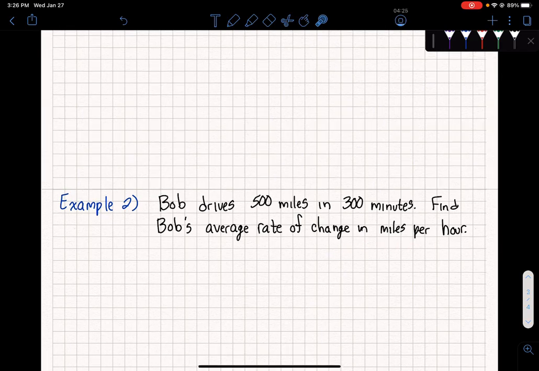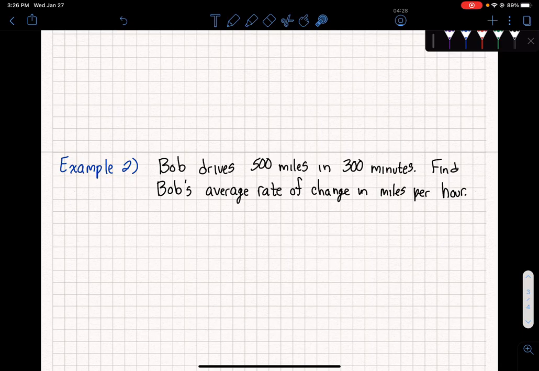The key information here, which I'm not going to write out for the sake of time, is 500 miles in 300 minutes, and we need to find the rate of change in miles per hour. So we're looking for a rate here. The first problem I see is we are given that he drives 500 miles in 300 minutes, but we need hours. So first we need to find out how many hours 300 minutes is.